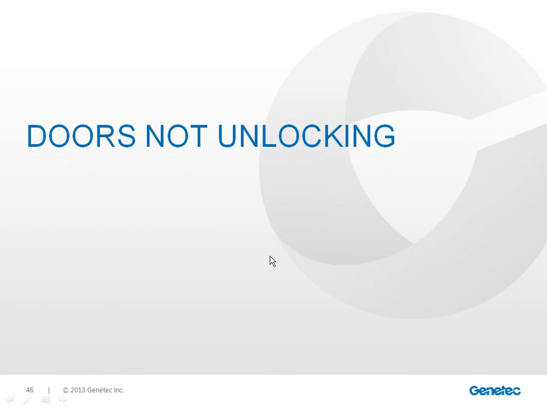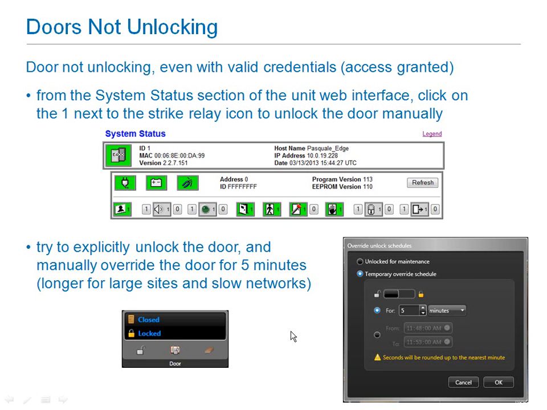Alright, so our next common issue is where the doors are not unlocking even though they should be. So basically, we present a valid credential, access is granted, and the door should unlock, but it's not. We'll also consider what happens when a door is on an unlock schedule but won't unlock. Now the first thing to test is to make sure the lock is working.